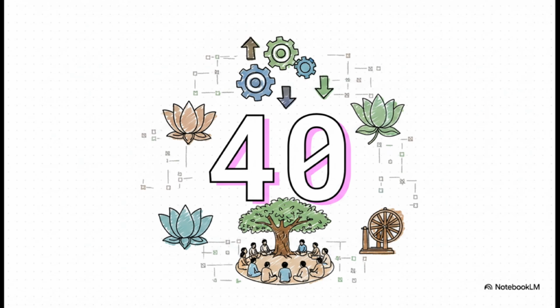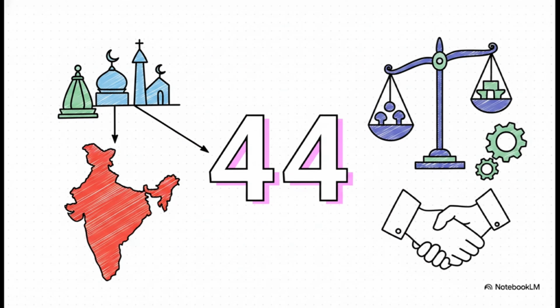Basically, this is the very bedrock of grassroots democracy in the country. On the flip side, we have Article 44, which is a classic liberal intellectual goal, and a highly discussed one for sure. It states the government should try to secure a uniform civil code for all citizens. The idea here is to replace all the various religion-based personal laws with one common set of rules for things like marriage, divorce, and succession, really pushing for nationwide equality.